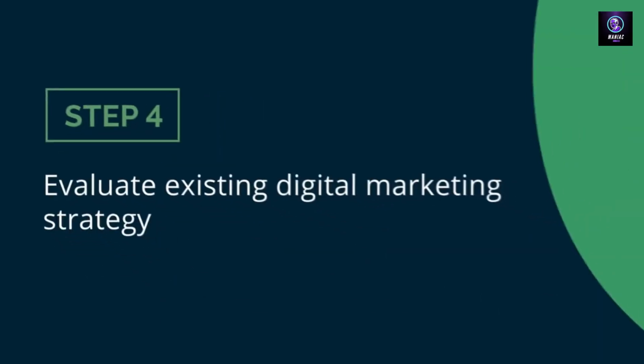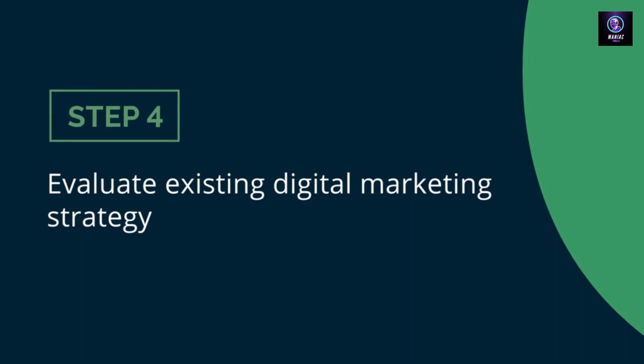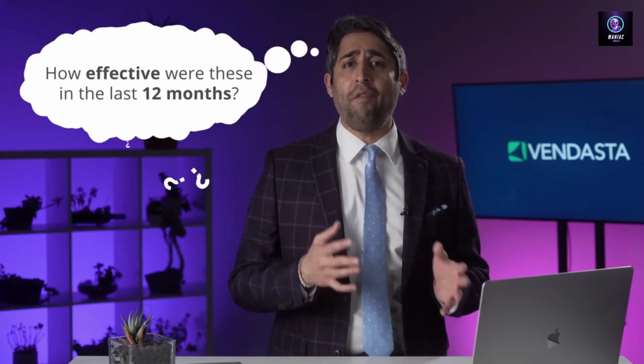Step 4 is to evaluate existing digital marketing strategy. Take the time to analyze the digital assets and channels that you've already been using, including your website, blog content and social media account, paid advertising, and so on, and ask yourself how effective were these in the last 6 to 12 months. For example, if your website traffic is soaring, it may mean that you're executing your blogs and your SEO optimization really well, and you should keep pushing harder on those.